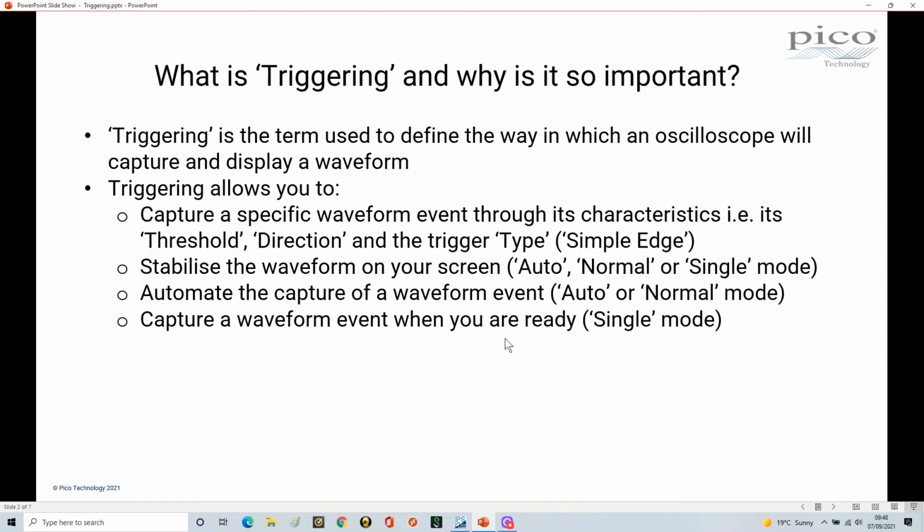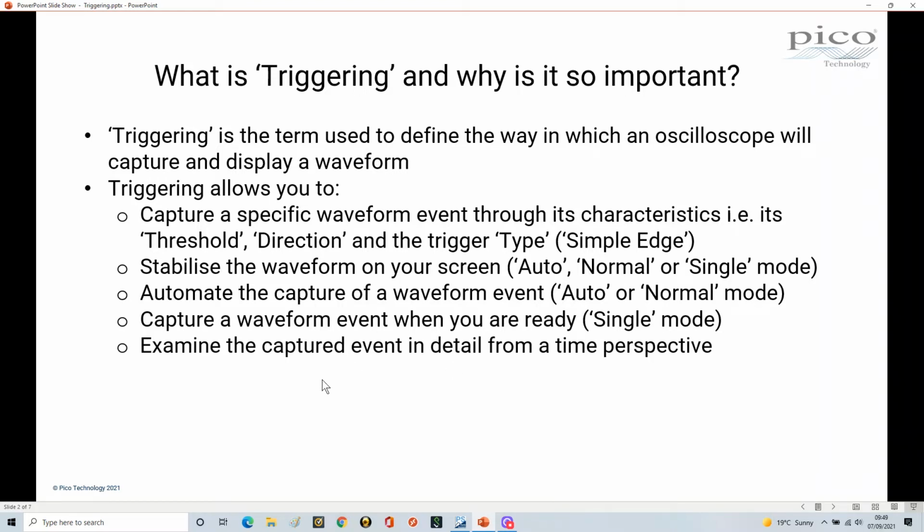It also lets you capture a waveform event when you're ready, and this is really important. Quite often you just want to see a single event and then examine it in detail, whereas if these events are going off all the time, you think, hang on a minute, I just want to see what I just saw, not what I'm doing now. So this is where single mode comes in, and we'll talk about that. We're going to show this through circuit examples. So it's quite exciting, really.